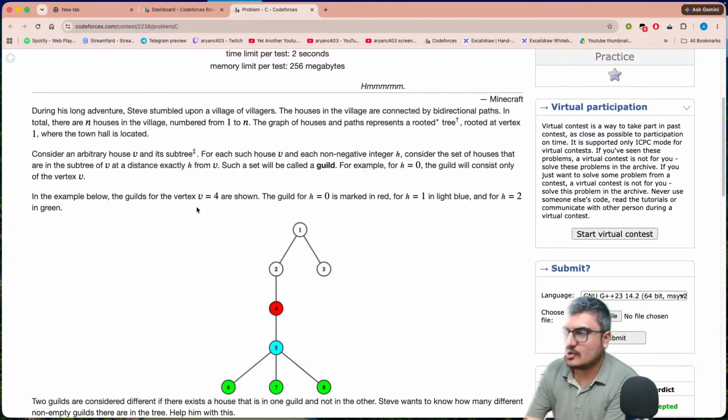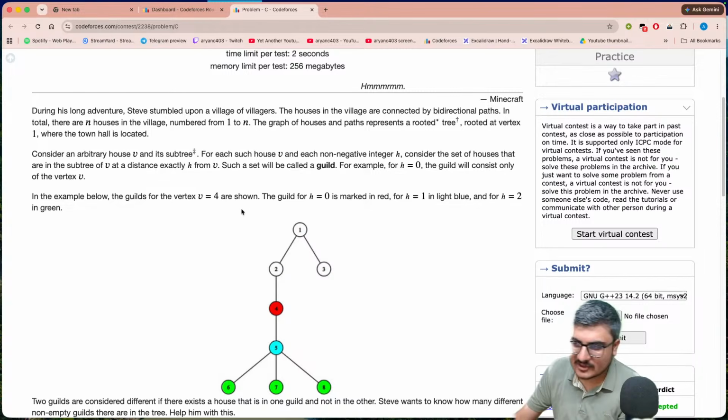It says, during his long adventure, Steve stumbled upon a village of villagers. The houses in the village are connected by bidirectional paths. In total, there are n houses in the village, numbered from 1 to n. The graph of the houses and paths represents a rooted tree, rooted at vertex 1, where the town hall is located. Consider an arbitrary house and its subtree. For each such house V and each non-negative integer h, consider the set of houses in the subtree of V at distance exactly equal to h.